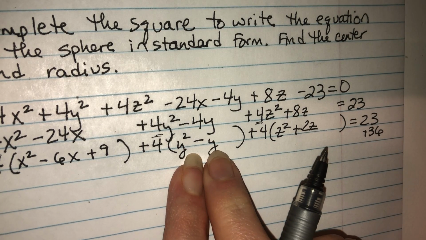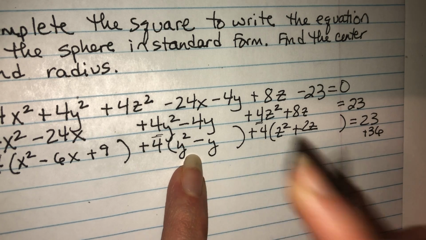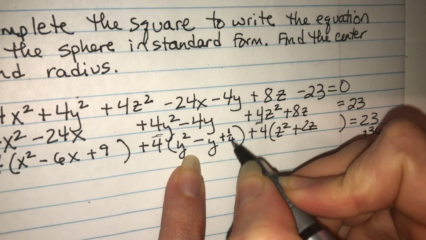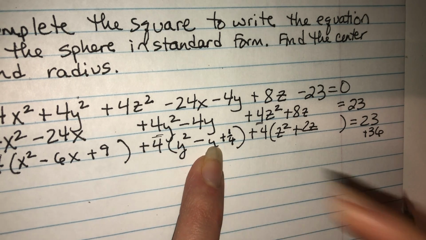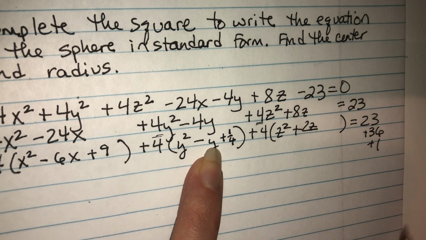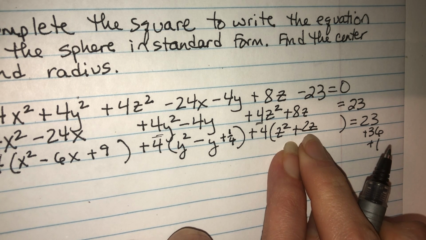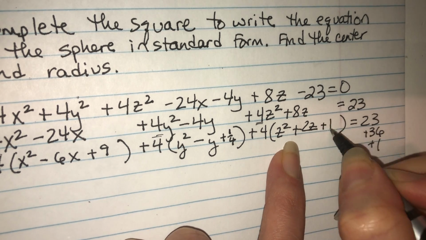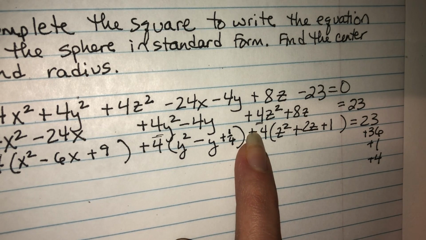Now here, the linear term is 1, coefficient of 1. 1/2 of 1 is 1/2. 1/2 squared is 1/4, so I'm going to add 1/4. But what I really added was not 1/4, it was 4 times 1/4, which is 1. So I'm going to add 1 over here. Now over here, the linear term has a coefficient of 2. 1/2 of 2 is 1. 1 squared is 1, so I'm going to add 1 here. And 1 times 4, I actually added a 4, so I'll put plus 4 over here.